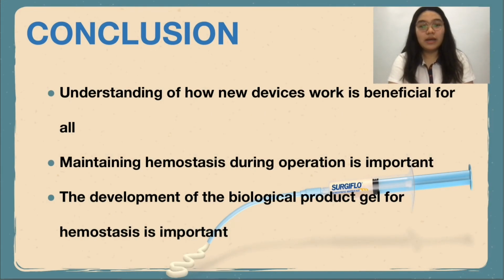The understanding of how new devices work is beneficial for all, as the new knowledge gained might help save a life or two. Maintaining hemostasis during operation is important due to the fact that the surgeon needs to have a proper view of the organs being operated on during a surgery. The development of the biological product gel for hemostasis is important as it allows the surgeon to ensure a successful operation for the life of the patient.